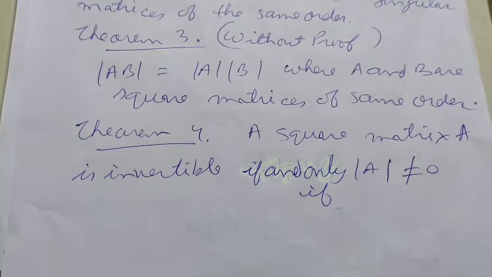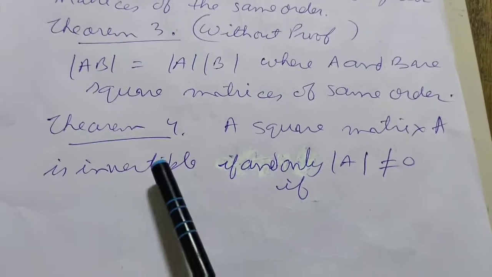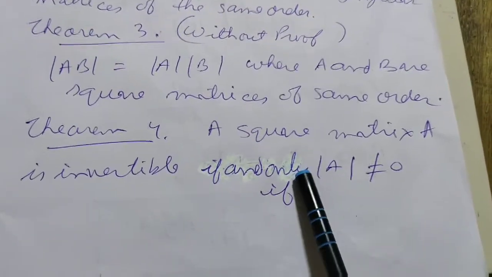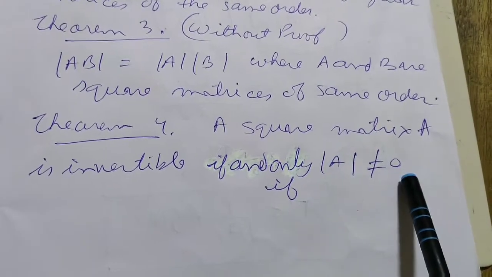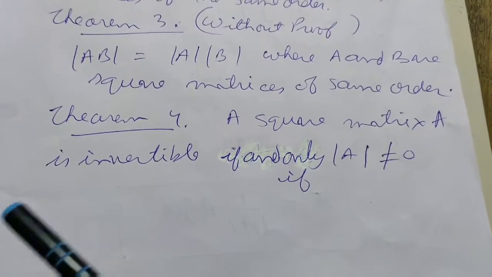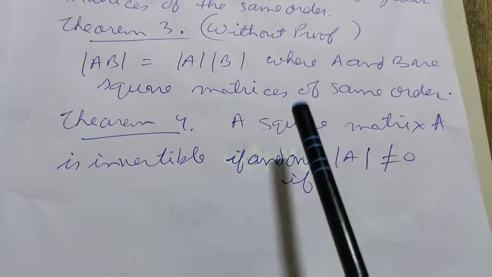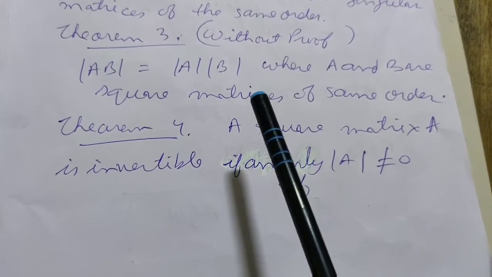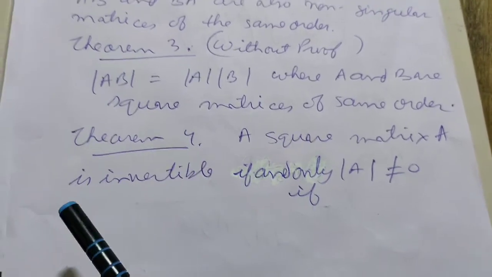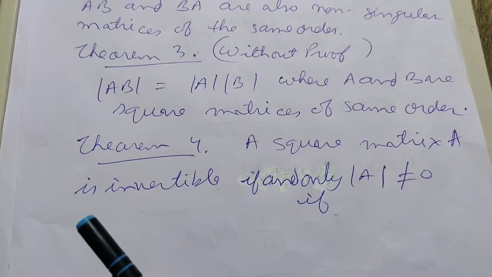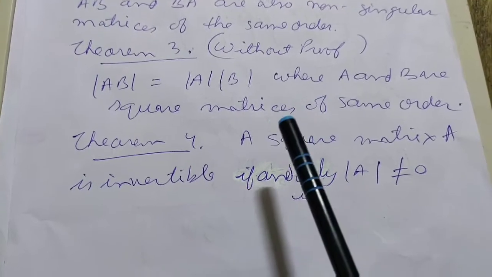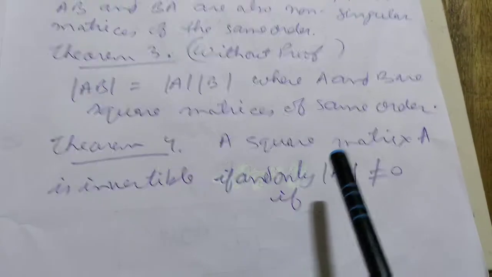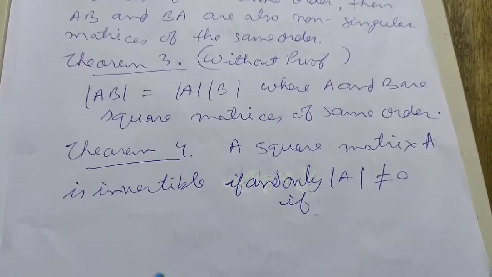Theorem number 4, again without proof. A square matrix A is invertible if and only if determinant of A is not equal to 0. Invertible means if you multiply A with the inverse of the matrix A, then the resultant will be identity matrix I. So that is known as the inverse of the matrix A. So here we have, square matrix A is invertible if and only if determinant of A is not equal to 0.